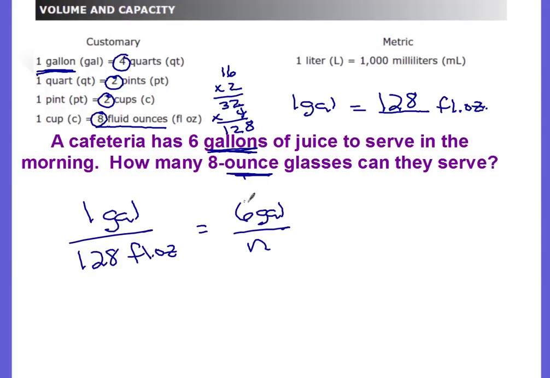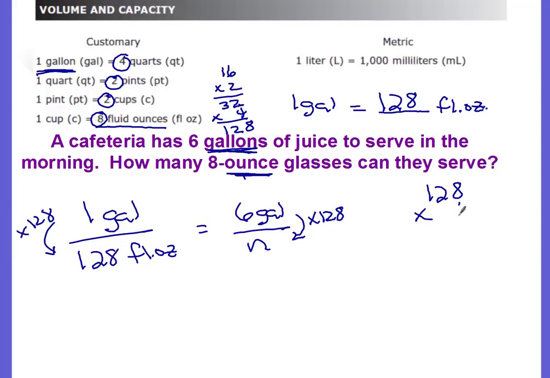Let's find our scale factor. We're going from the top to the bottom, from the known to the unknown. So we're going to go from 1 to 128. To do that, we multiply by 128. We do the same thing over here. Use the same scale factor. I'm going to do my math.